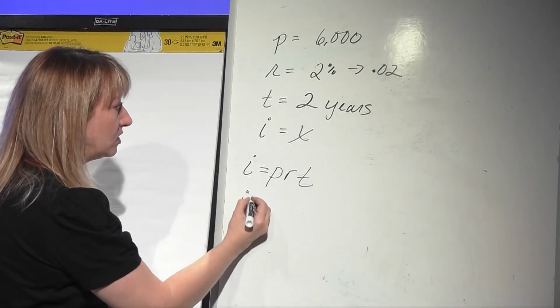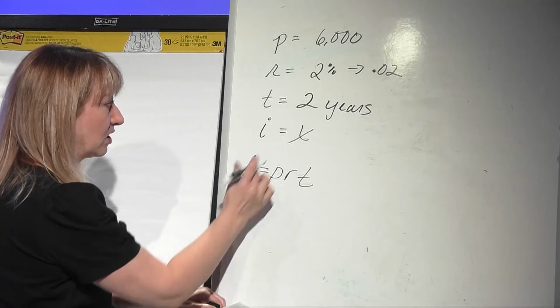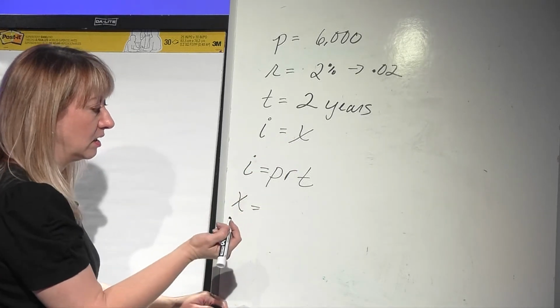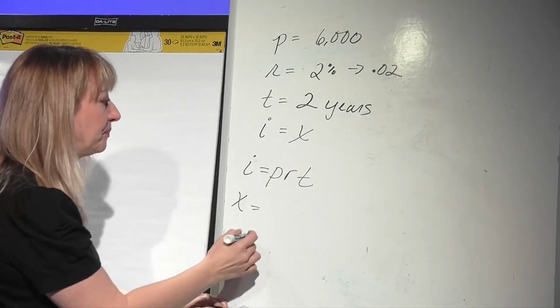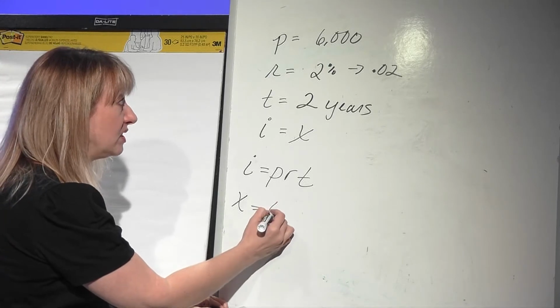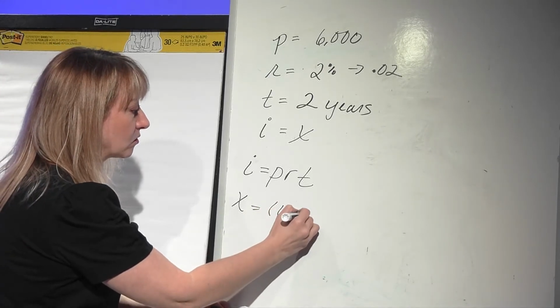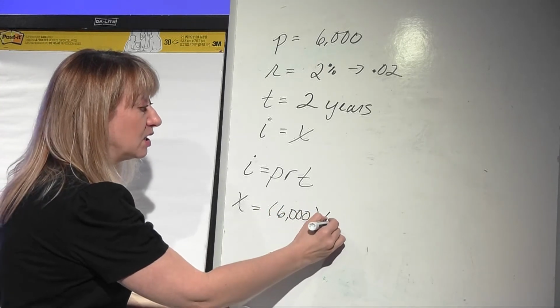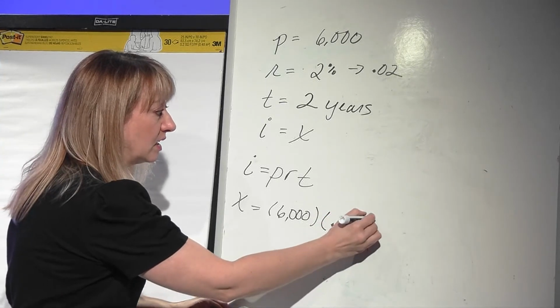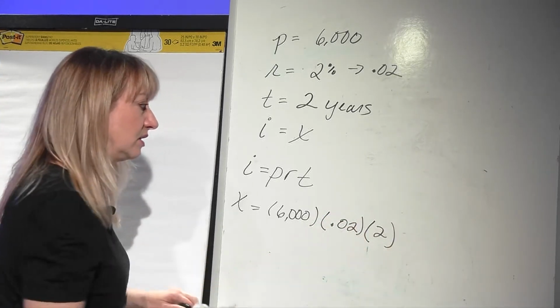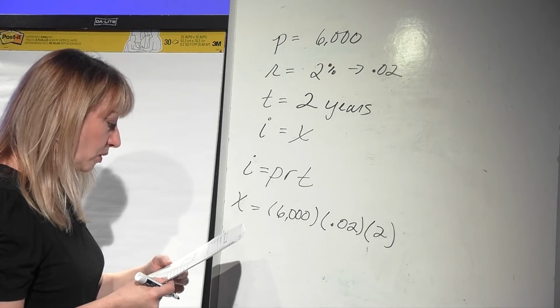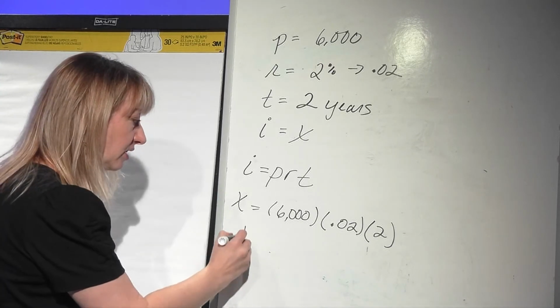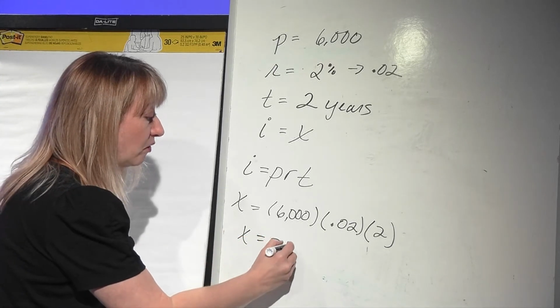So again, my formula is interest equals principal times rate times time. So I'm going to plug in those numbers, and I'm going to use x, actually. I'm going to use x to find my answer. You don't have to. You could use I, but I like to use x. So my principal is $6,000. My rate, 0.02, because it's 2%, and then my time, which is 2 years. So when I multiply that all together, I'm going to get $240.